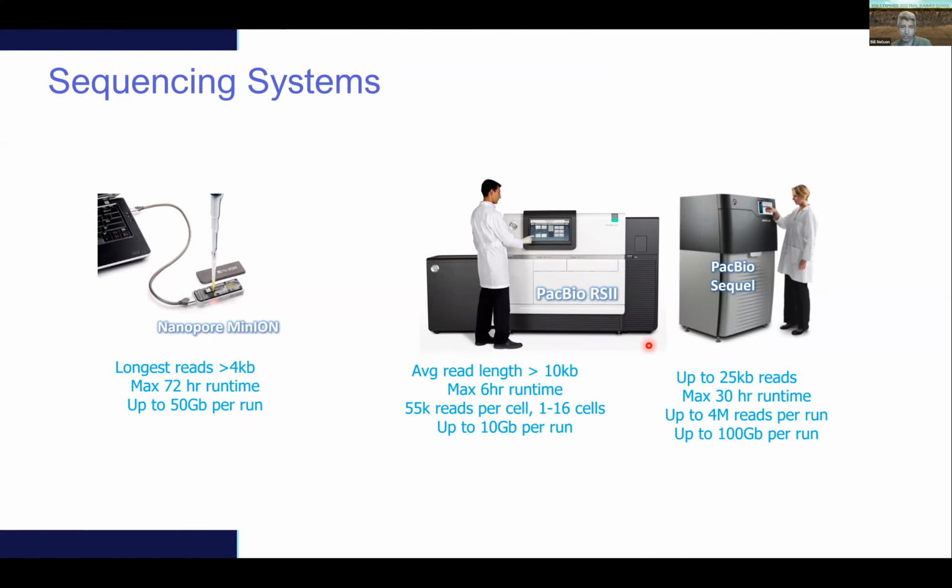The PacBio machines, they say that you can get an average read length that's going to be greater than 10 KB if your DNA is prepared properly. And you can get up to 10 gigs for a run from the RS2 and up to 100 gigabytes from the PacBio Sequel.